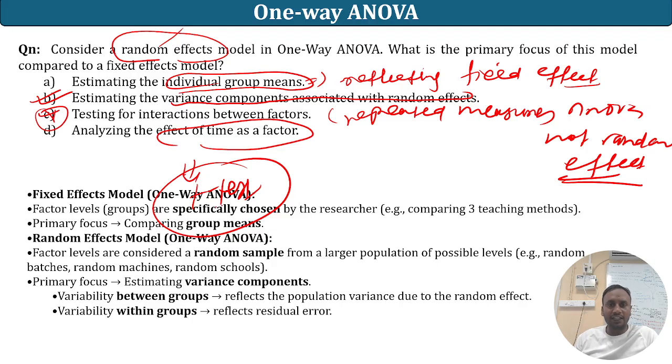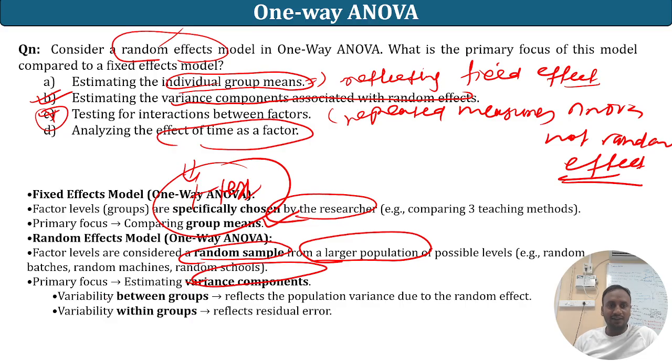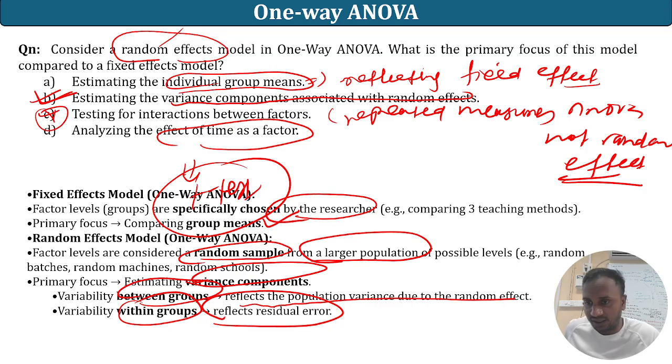Factor levels specifically chosen by the researcher make it a fixed effect model, and the primary focus will be the group means. For the random effect model in one-way ANOVA, it's a random sample from a large population, and the primary focus will be the variance components: variability between the groups and variability within the groups, due to the random effect and due to the residual error. So I think B is the correct option. Is it clear?